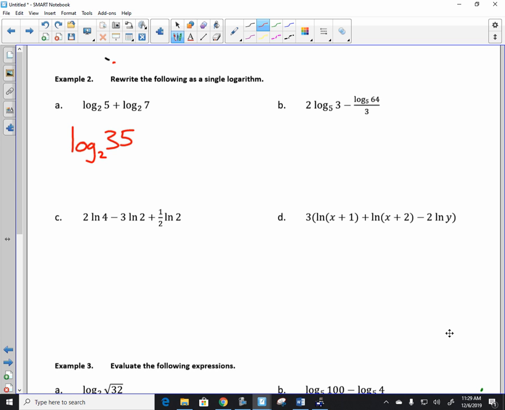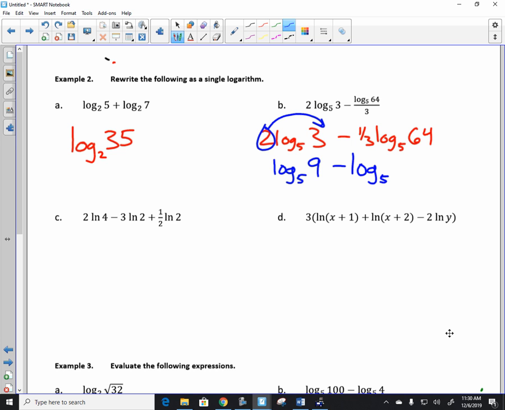Yeah, Carson said we're going to get a squared in here. You're absolutely right. We got 2 log base 5 of 3, but I'm going to write this as minus, and we seem to forget this piece, but dividing by 3 is the same as multiplying by 1/3. So I got 1/3 log base 5 of 64. So as Carson said, we dump this 2 up top. It becomes log base 5 of 9 minus log base 5 of 4.